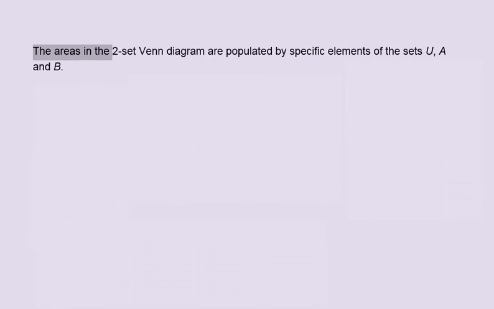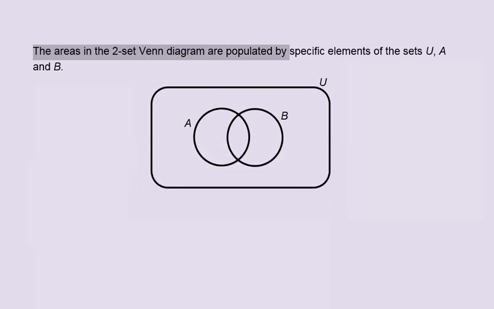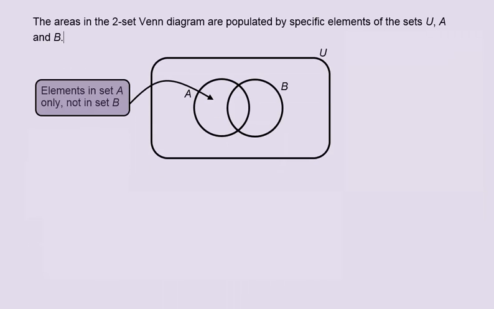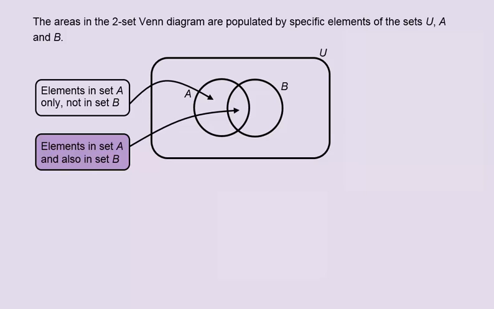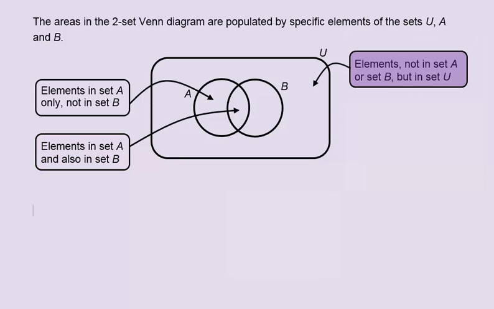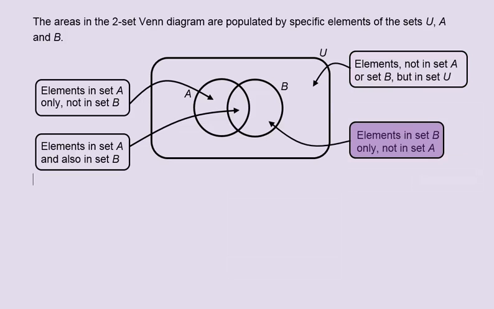The areas in the 2-set Venn diagram are populated by specific elements of the sets U, A and B. This part represents the elements in set A only, and not in set B. This part represents elements in set A and also in set B. This part represents elements not in set A or set B, but in set U. This part represents elements in set B only, not in set A.